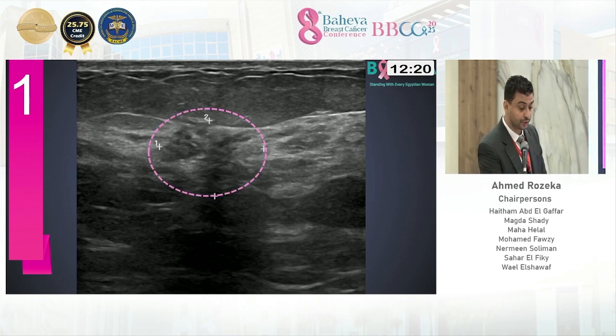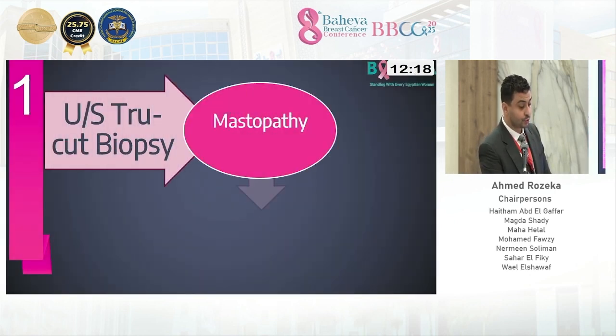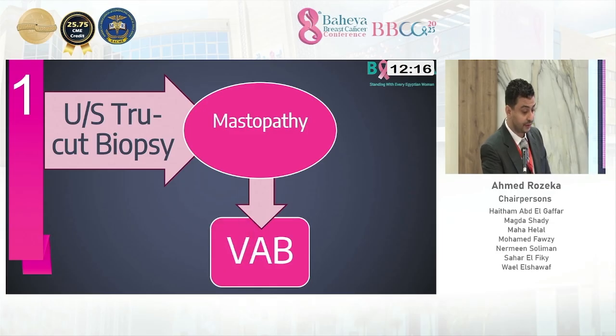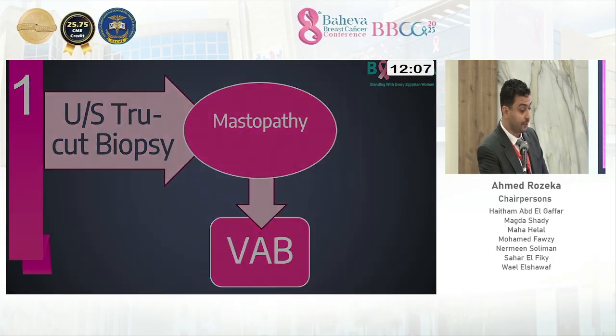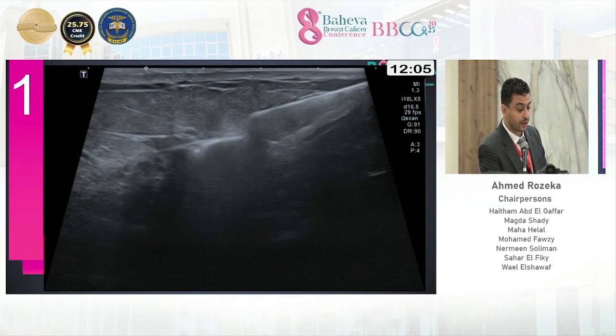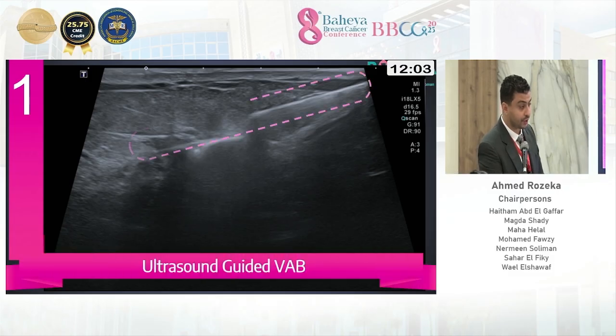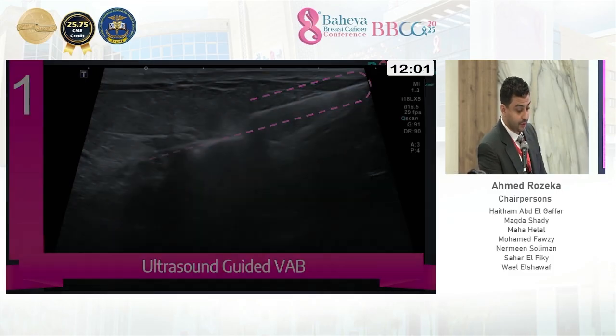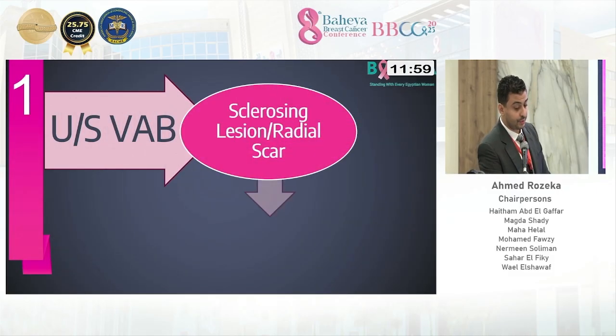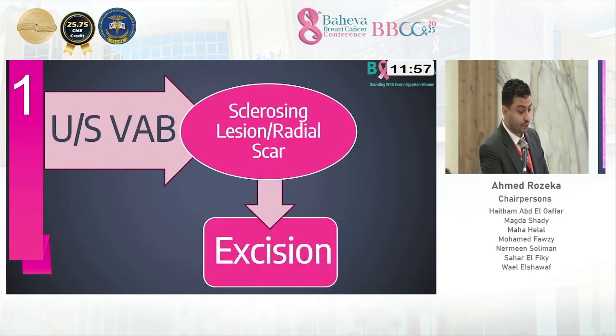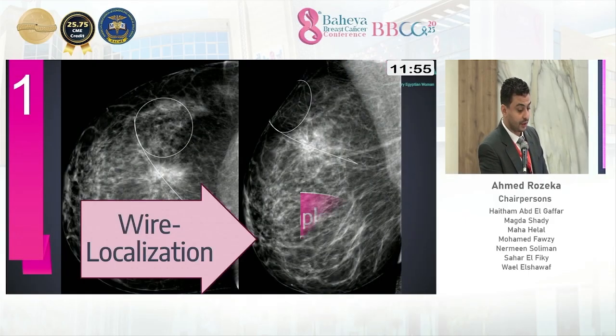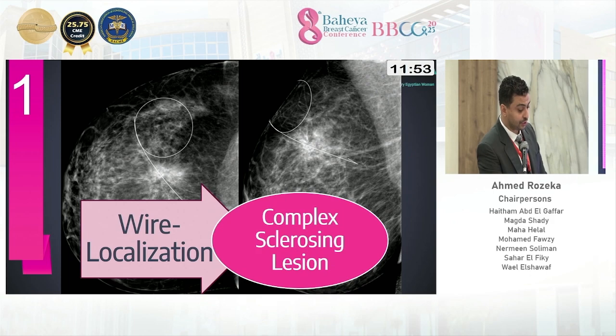Again, area of distortion. We took a true cut biopsy as we normally do for anything that's seen on ultrasound. And it turned out to be mastopathy. Obviously, the imaging features are suspicious. So we went on and took VAP. And obviously it was seen on ultrasound, so we did an ultrasound-guided VAP. And it turned out to be sclerosing lesion, radial scar, so it was for excision. And again, the wire localization excision confirmed the diagnosis of complex sclerosing lesion.